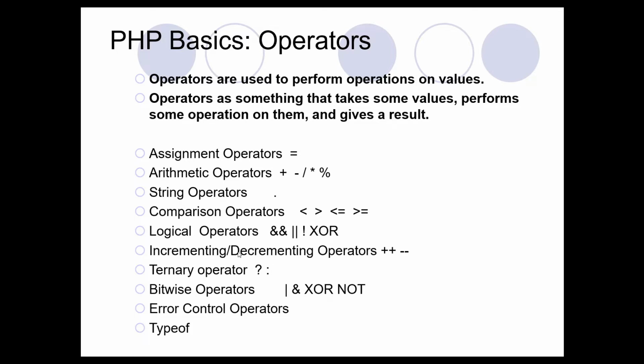Incrementing and decrementing operators. Increment and decrement operators are widely used inside loops. So these are plus plus and minus minus. Then we have ternary operators, and after that we have bitwise operators, that is OR, XOR and NOT operator. An error control operator and type operator are also used in PHP.